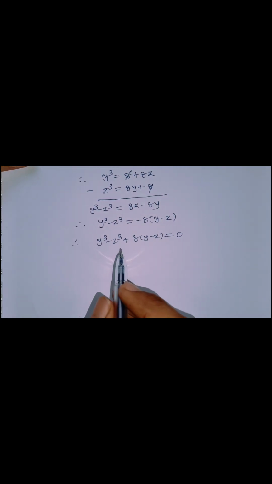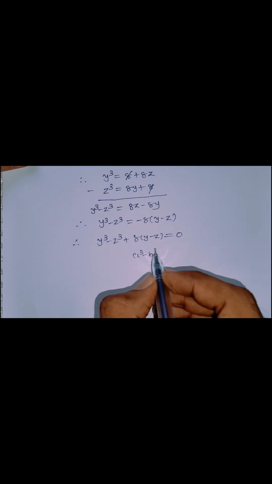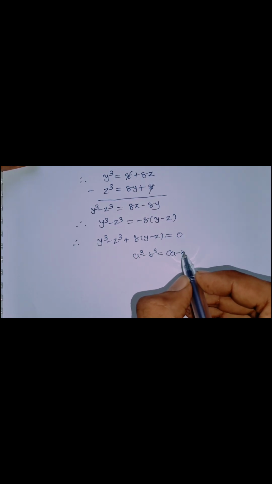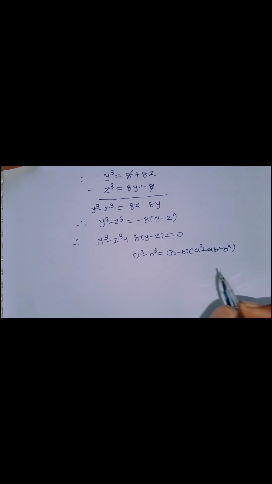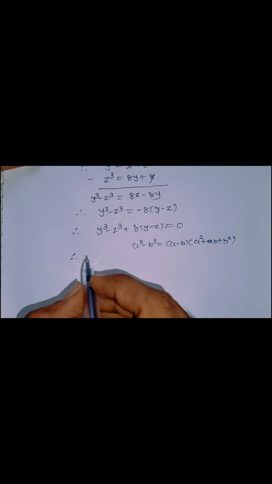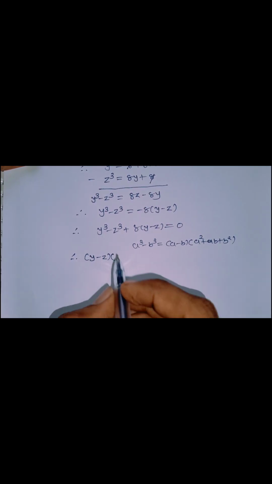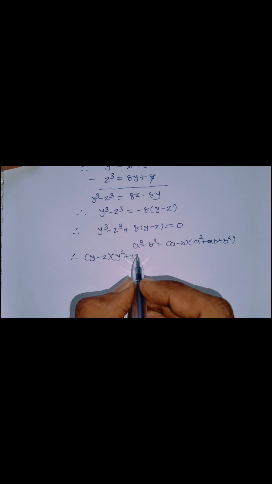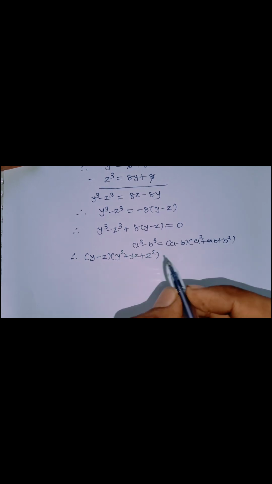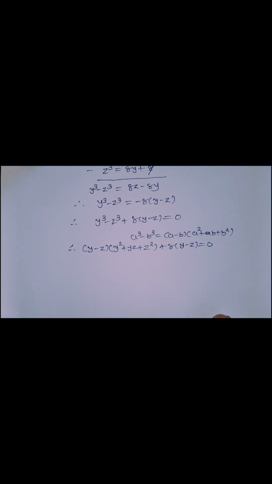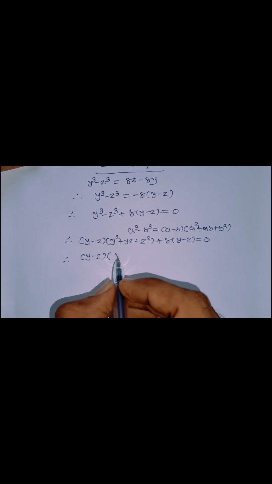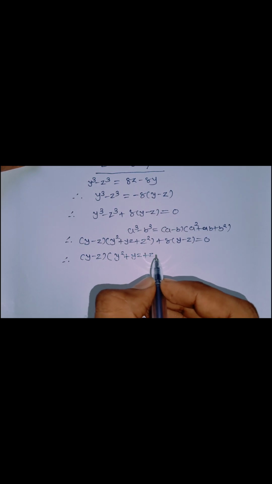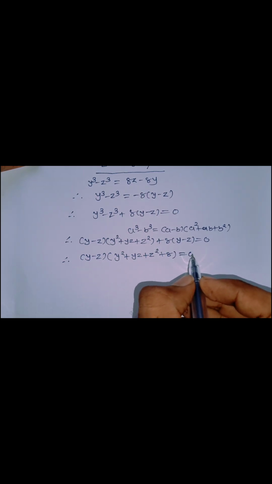Now here apply the a^3 - b^3 formula. This is a^3 - b^3 = (a - b)(a^2 + ab + b^2). Apply this rule here. Therefore, (y - z)(y^2 + yz + z^2) + 8(y - z) = 0. This I think is clear. Now y - z is common. The remaining part is y^2 + yz + z^2 + 8 = 0.